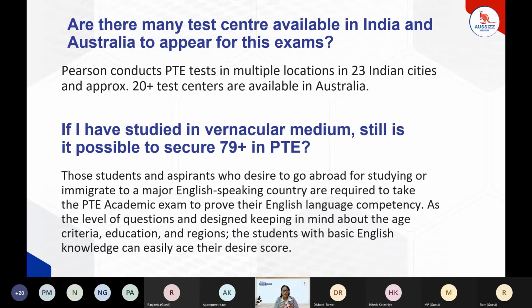So that is an advantage, that we have more test centers, within a gap of 1 week or 2 weeks. After again a bit of preparation, we can go for the PTE exams.